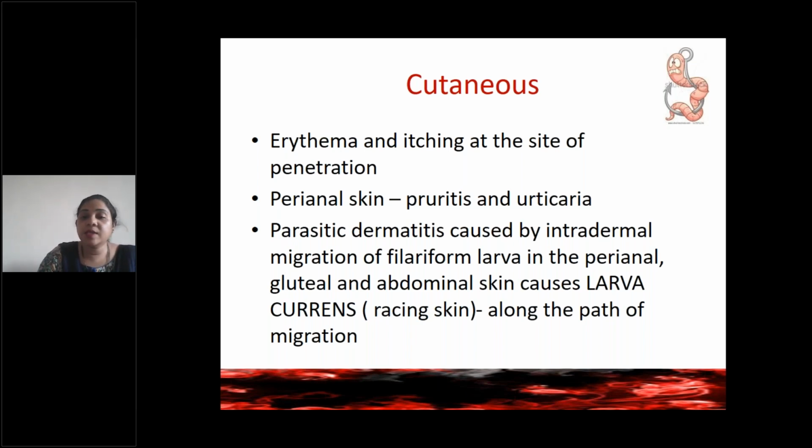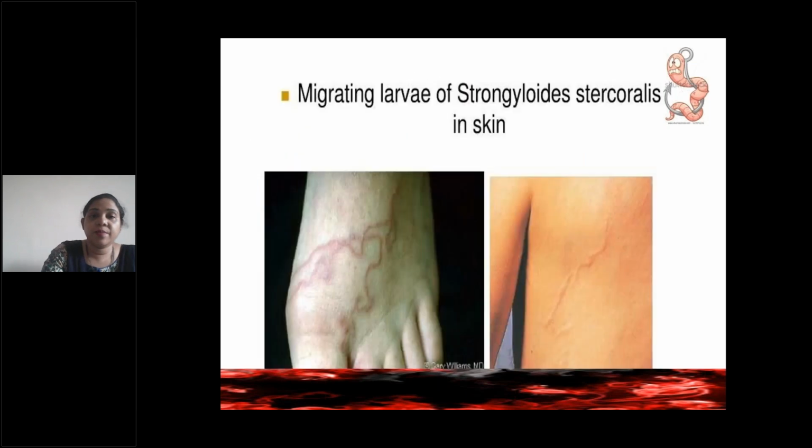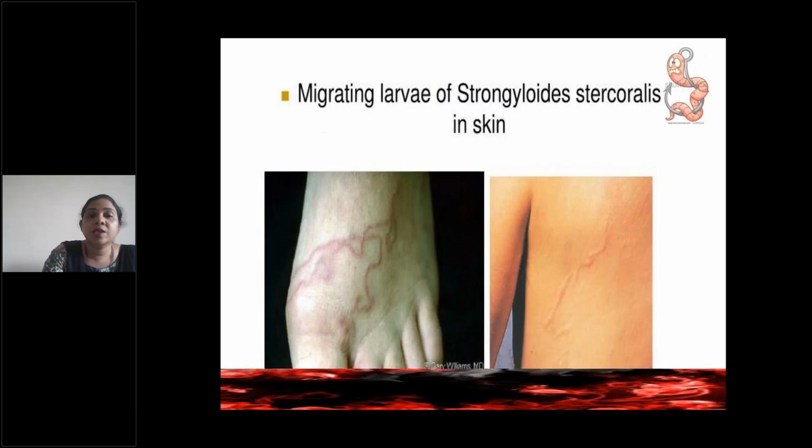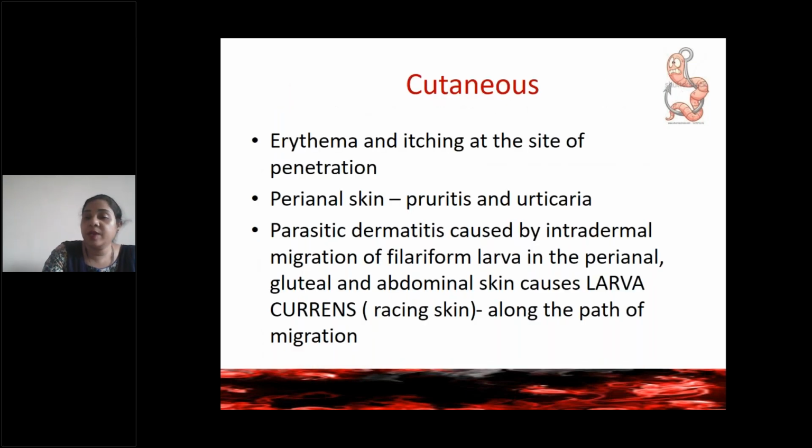Parasitic dermatitis caused by intradermal migration of filariform larvae, in the perianal, gluteal, and abdominal skin, which causes larva currens. So this one is the migration of Strongyloides stercoralis. Okay, so this is first, cutaneous.